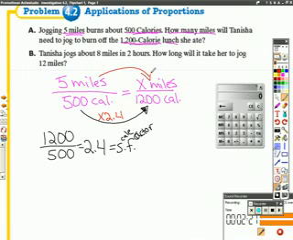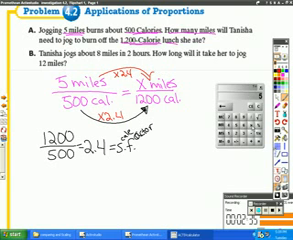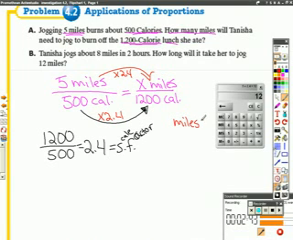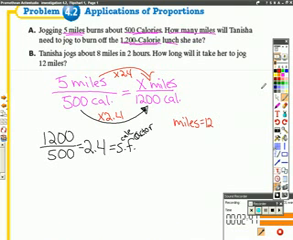So now we're going to do the same thing for 5 miles to X miles. We're going to multiply by 2.4. So 5 times 2.4 equals 12. So X miles equals 12. And we have solved our problem.